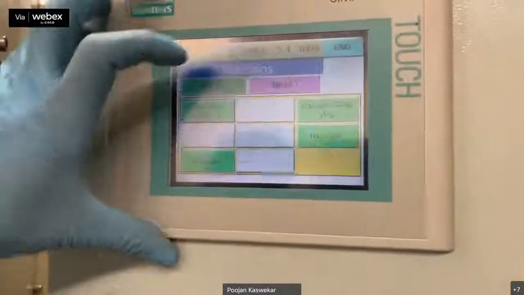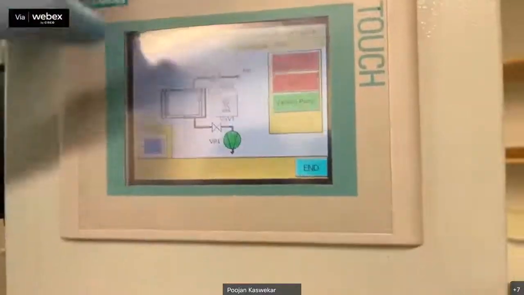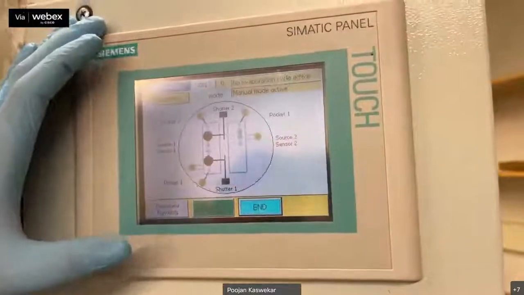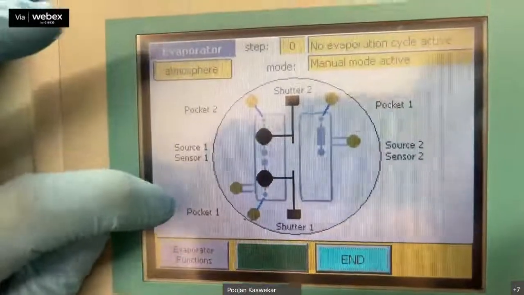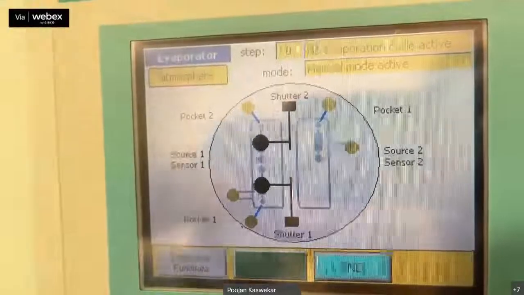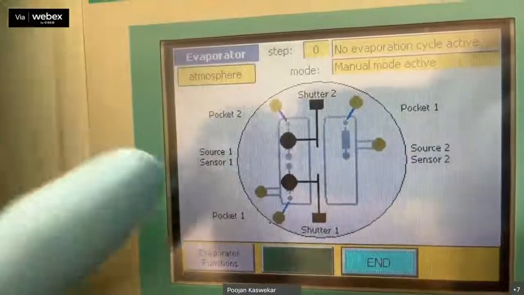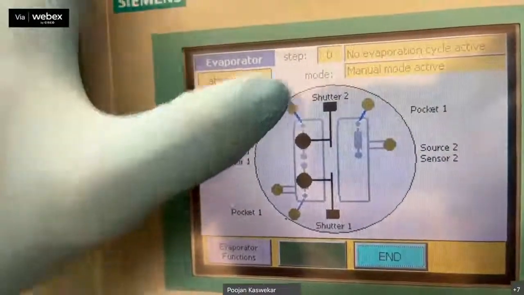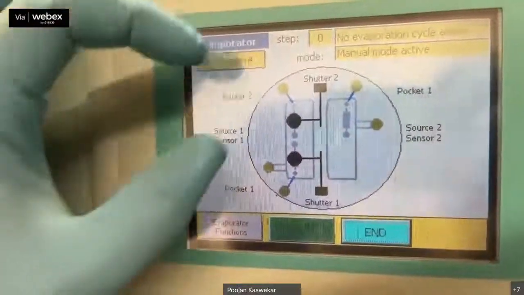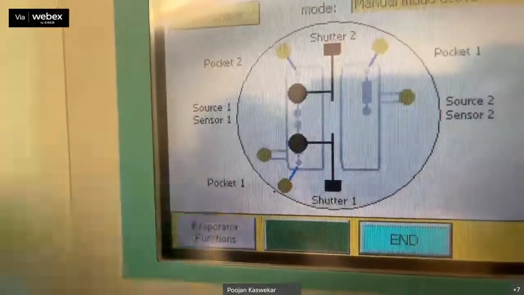Go to the functions. So here is my evaporator screen, the basic evaporator layout. You see pocket 1, pocket 2, pocket 3. Basically, we can co-evaporate 3 materials: at pocket 1 you can have one material, pocket 2 you can have another material, and source 2 of pocket 1 you can have another material. And these two, the black ones, are called shutters. Shutters are used to close the materials.